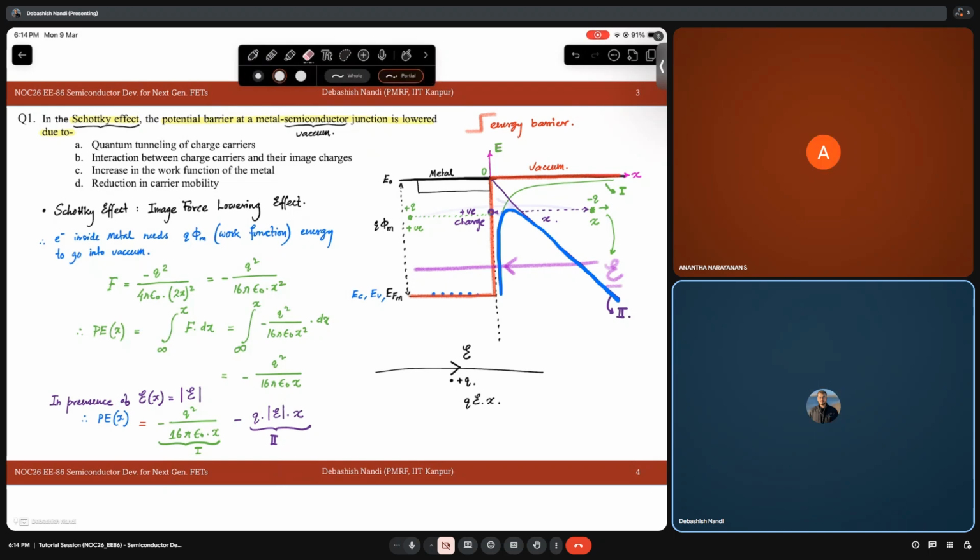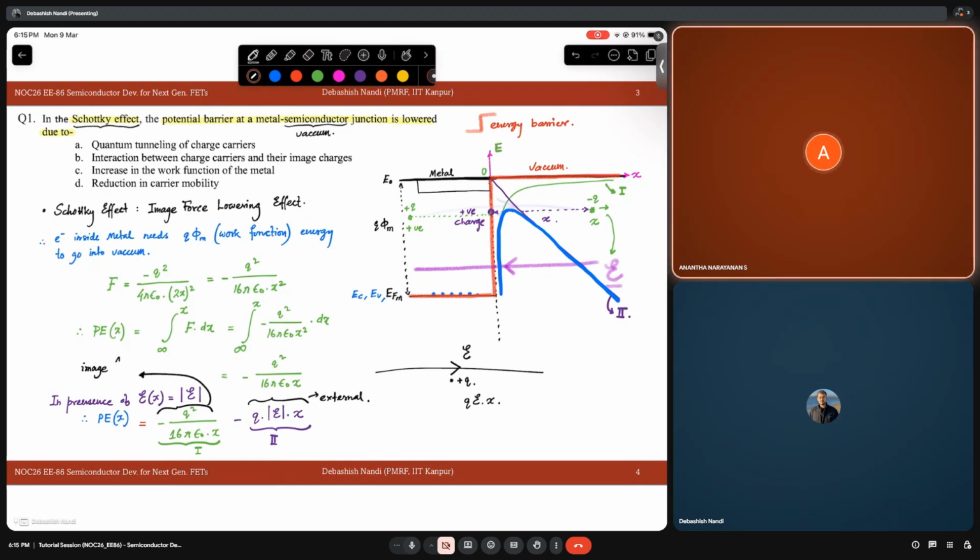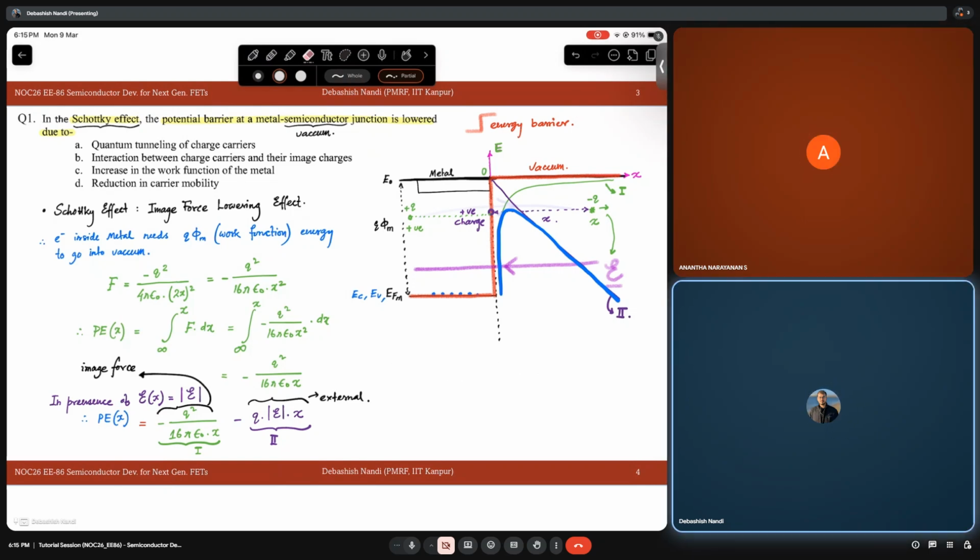So this is that component that is due to the external electric field, and this is due to the image force. So it is just a superimposition of the lines. Keep in mind that both have negative signs. So the more negative one will dominate because it is getting added in the negative axis. So that is why.